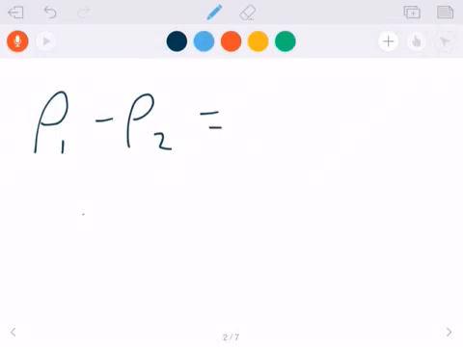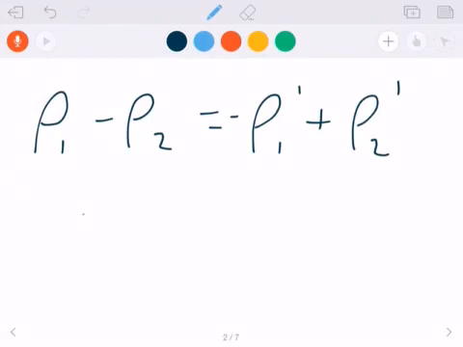After the collision, they bounce off in opposite directions, which means that the momentum of 1 after, the little prime I put on top means after, is now moving in the negative direction. And the momentum of cart 2 after is in the positive direction.